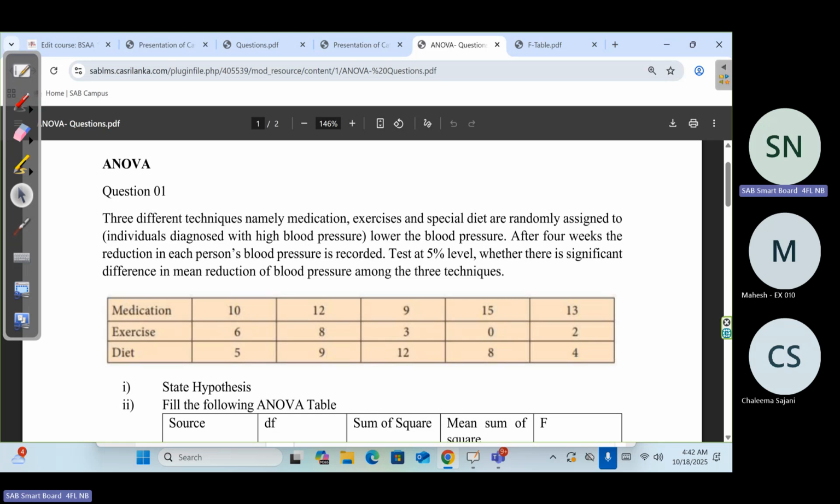This question says what? They tell me here how many groups are there? 3 groups. Then they use the 3 techniques: medication, exercise, and the special diet. These are the three groups in this scenario. According to this scenario, the three groups are the techniques. It's clear?